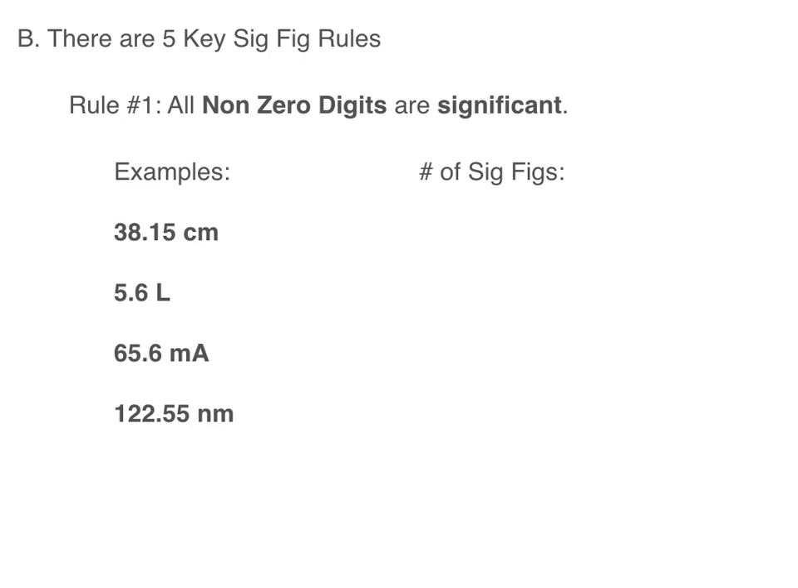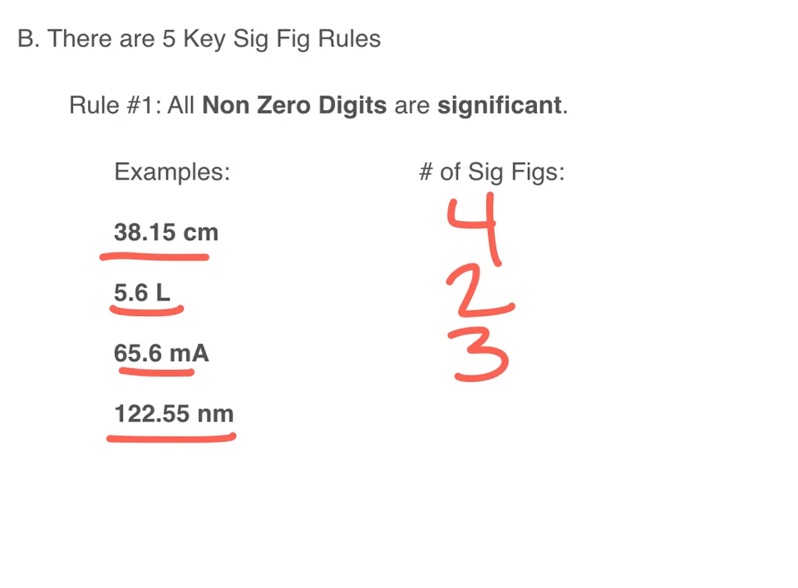Non-zero digits are significant. So that means that anytime I make a measurement and there are no zeros involved, like 38.15, 5.6, 65.6, 122.55, every single number that I listed there is significant. So how do we count significant figures? You literally count how many numbers there are. Since they're all non-zero, it's nice and easy. I've got 4 numbers, so I have 4 significant digits. Here I have 2, so I have 2. Here I have 3. And then I have 1, 2, 3, 4, 5. Every single number in every single one of these measurements is significant.